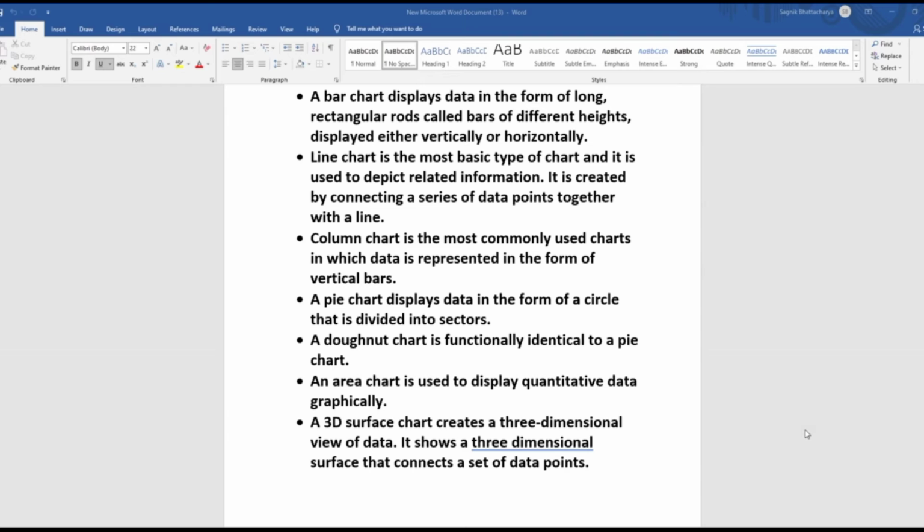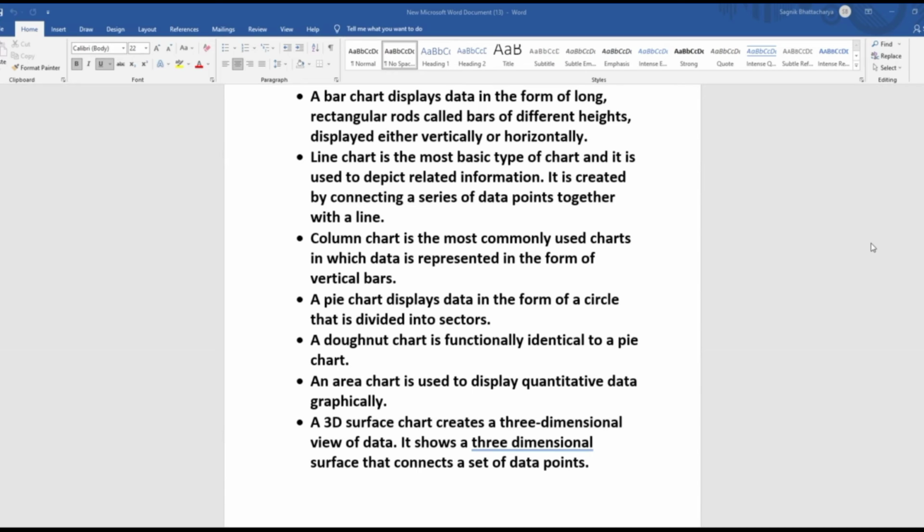Now, what is a 3D surface chart? It creates a three-dimensional view of data. It shows a three-dimensional surface that connects a set of data points. Unlike other charts, colors in a surface chart are used to distinguish values and not each data series.